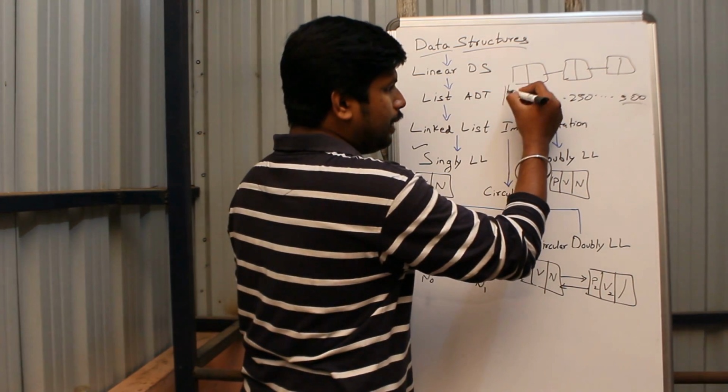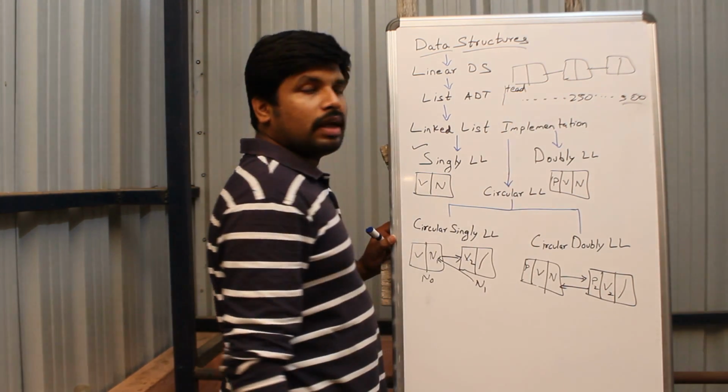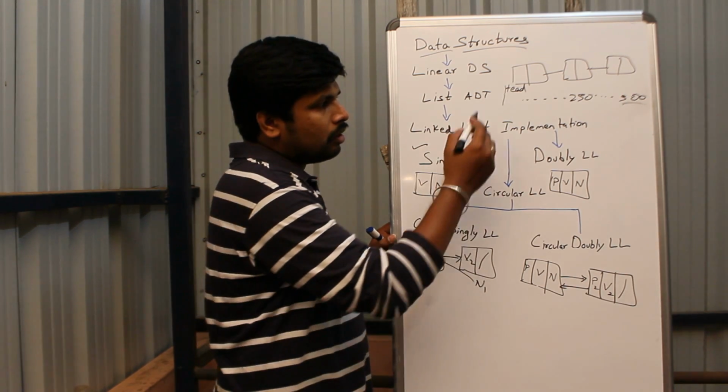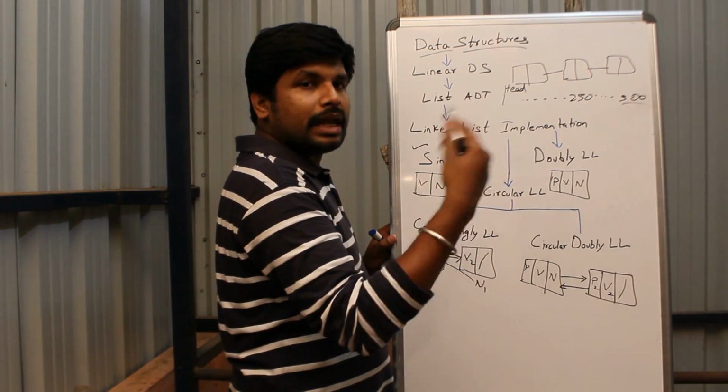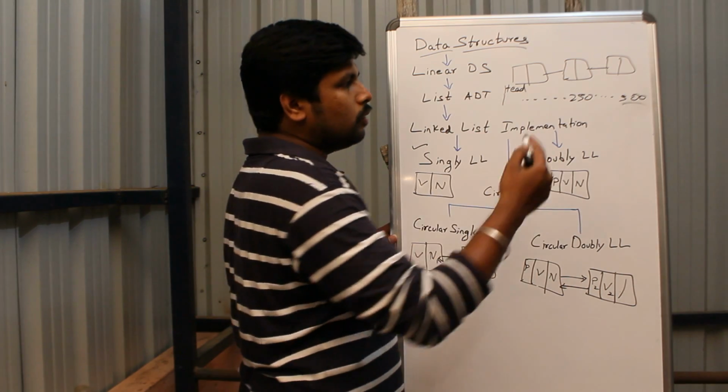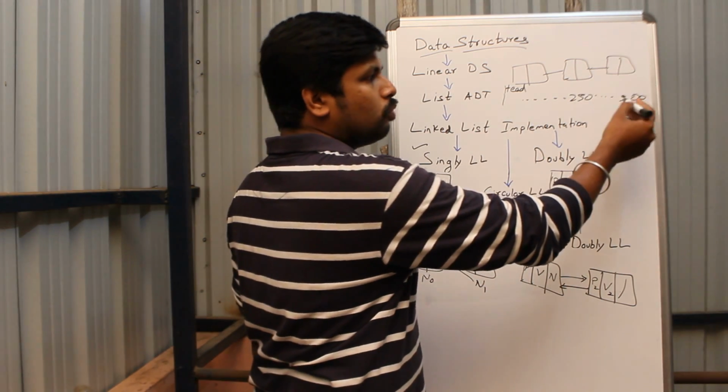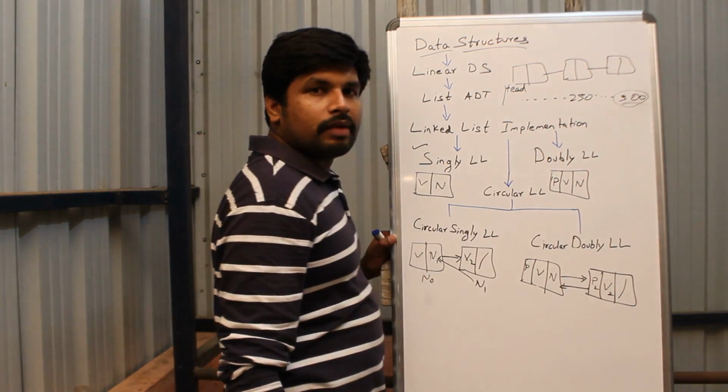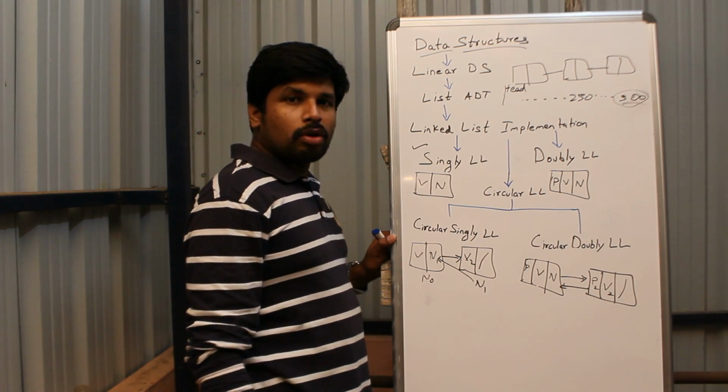We have to go to the head part first, as we have seen in the last tutorial, and from the head we have to move on to the next value, crossing the 250, and we have to move on to the 500th value. This is a very lengthy process.